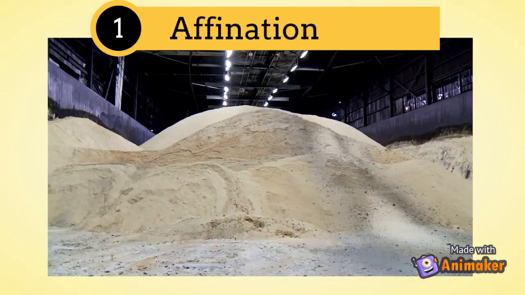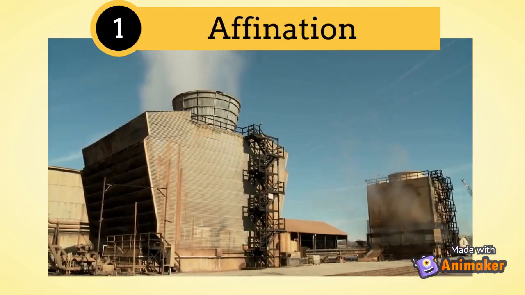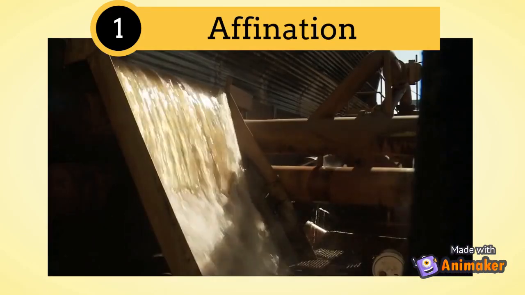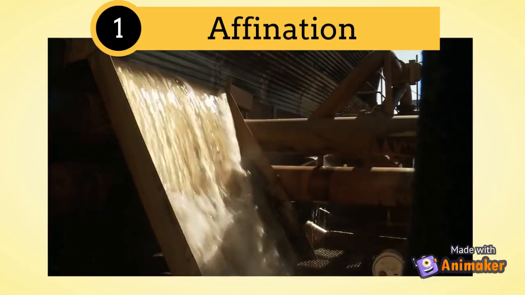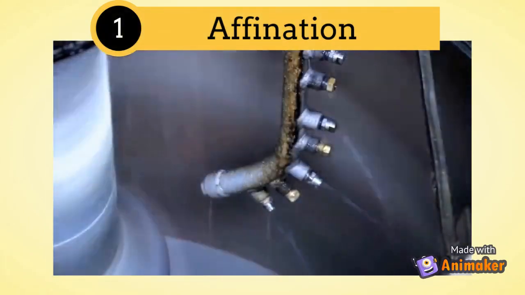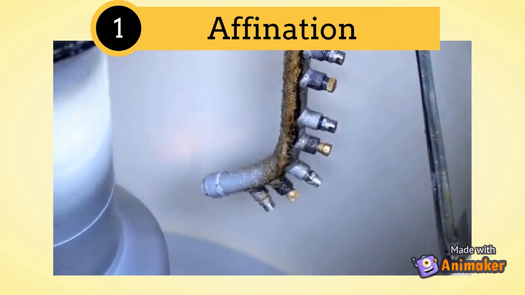The first refinery step is known as affination. In this process, raw sugar is washed with warm saturated syrup to soften or loosen its molasses coating. The resulting mixture is spun at high speeds in a centrifuge while hot water is sprayed to separate the crystals from the syrup.